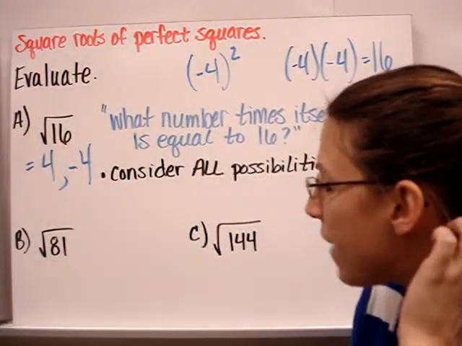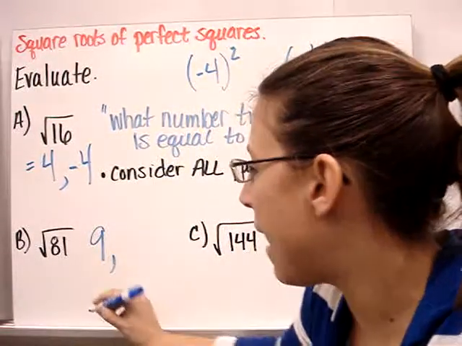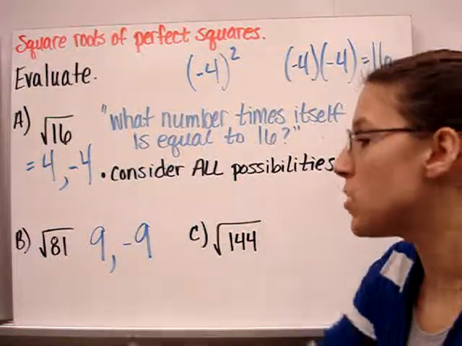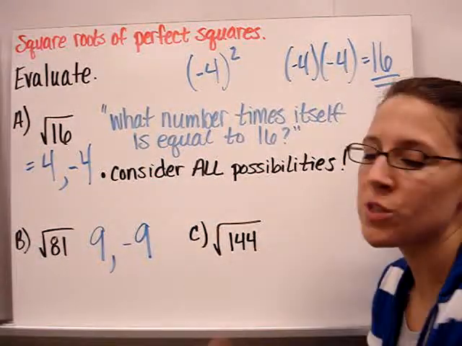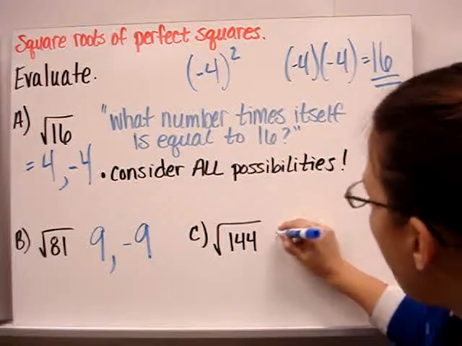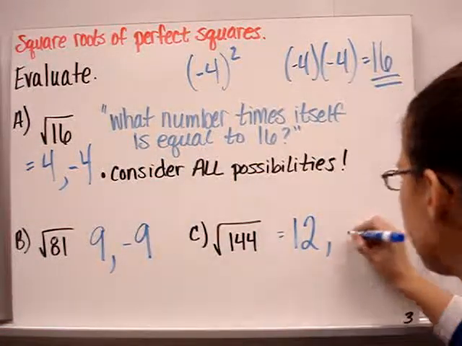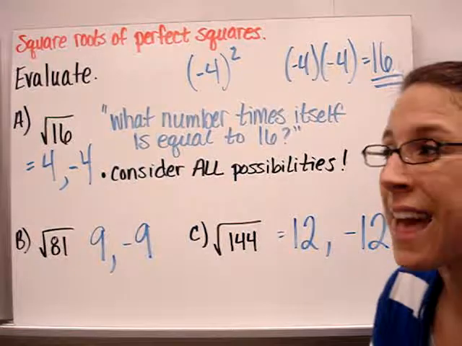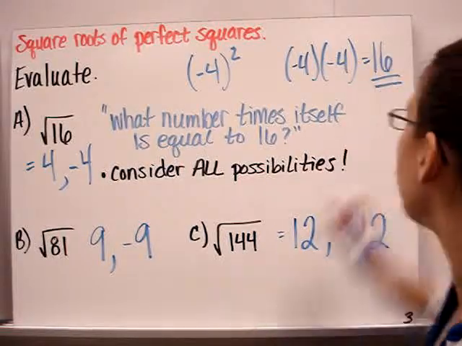Let's talk about the square root of 81. Well, what number times itself is 81? 9. But we also need to keep in mind now that negative 9 times itself is going to be 81 as well. So the square root of 81 is 9 and negative 9. And another perfect square we're familiar with that I mentioned earlier, 144. Well, the square root of that would be equal to 12. And also, because now we're remembering to consider all possibilities, negative 12 times itself would also equal 144. So that means that negative 12 is also the square root of 144. We have two correct answers here.